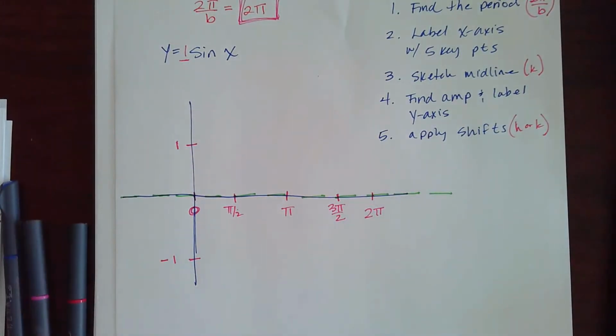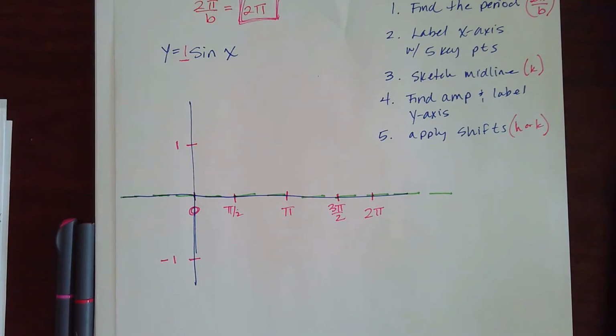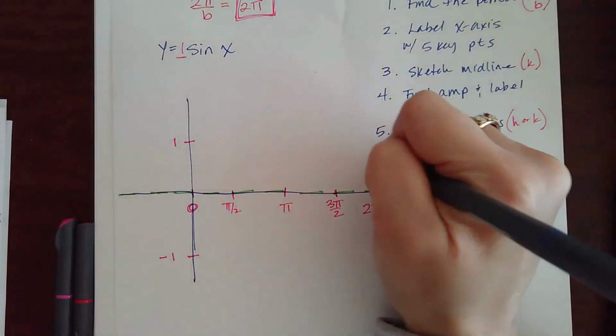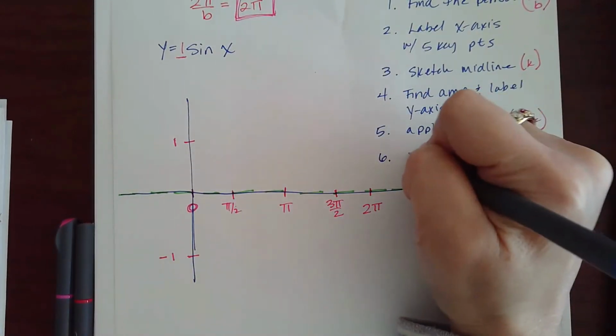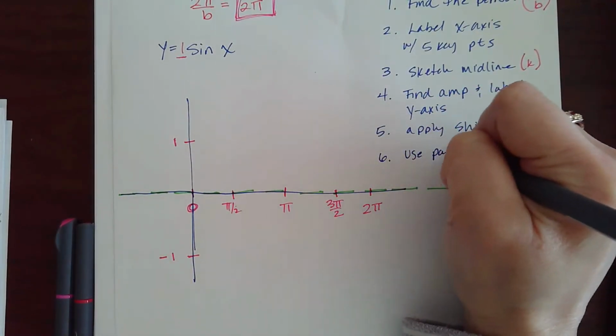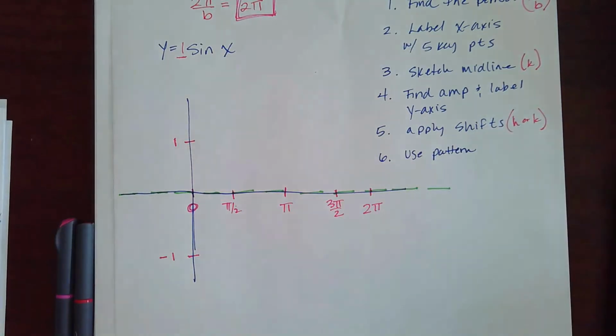So if you had an h or a k value, you would apply them now, and we'll do a couple where we actually do have those. And then last but not least, number 6 is we're going to use our pattern. Remember the pattern we talked about with the sine function: it goes midline, max, midline, min, midline, or the cosine function, which is max, midline, min, midline, max. Those patterns that we talked about on the other side.